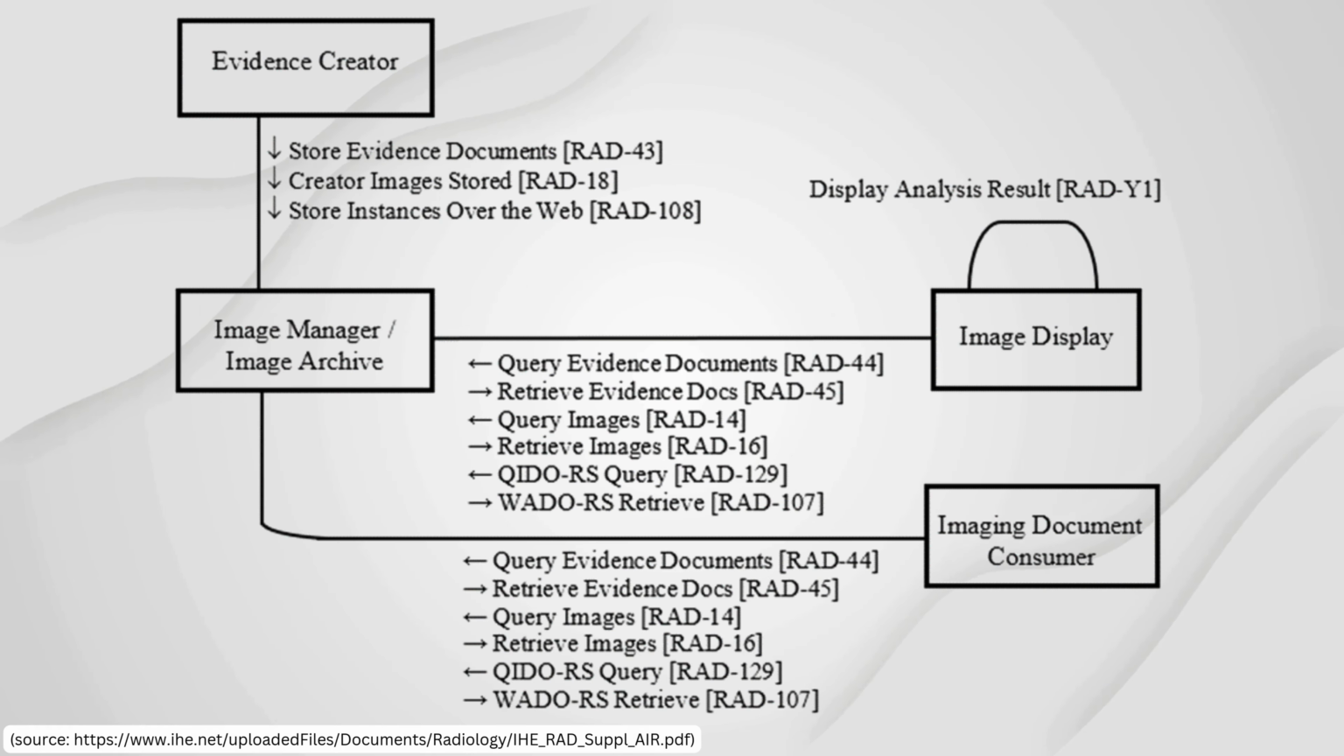The actor transaction diagram is fairly straightforward. Our AI applications, or evidence creator, construct these documents and push them into our image manager, like a PACS. Then later, an image viewer, like an image display, which could be a zero footprint viewer, can query for the imaging study as well as these results and pull them and then render them in a standardized way.